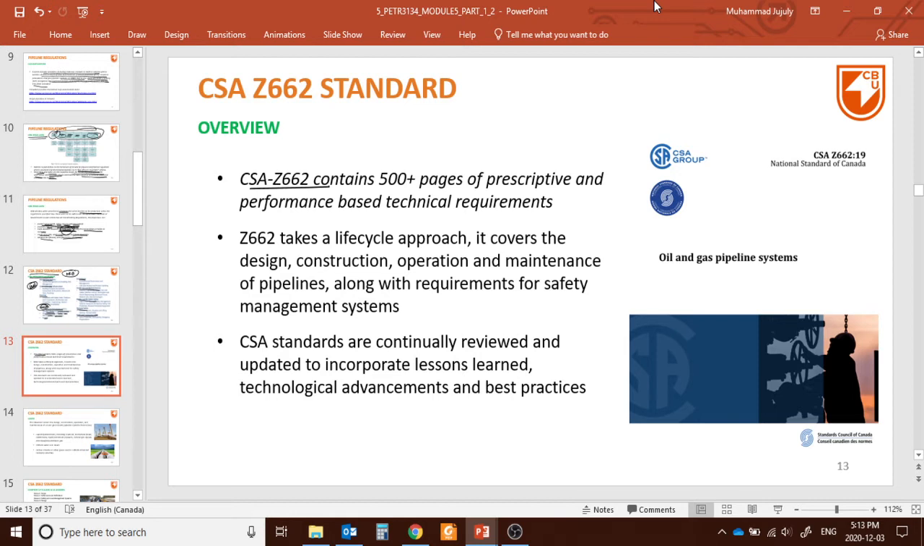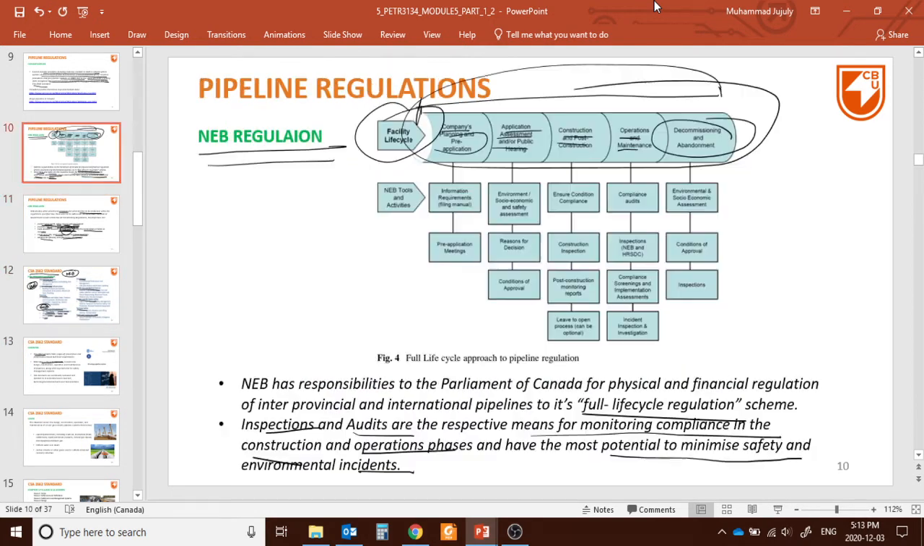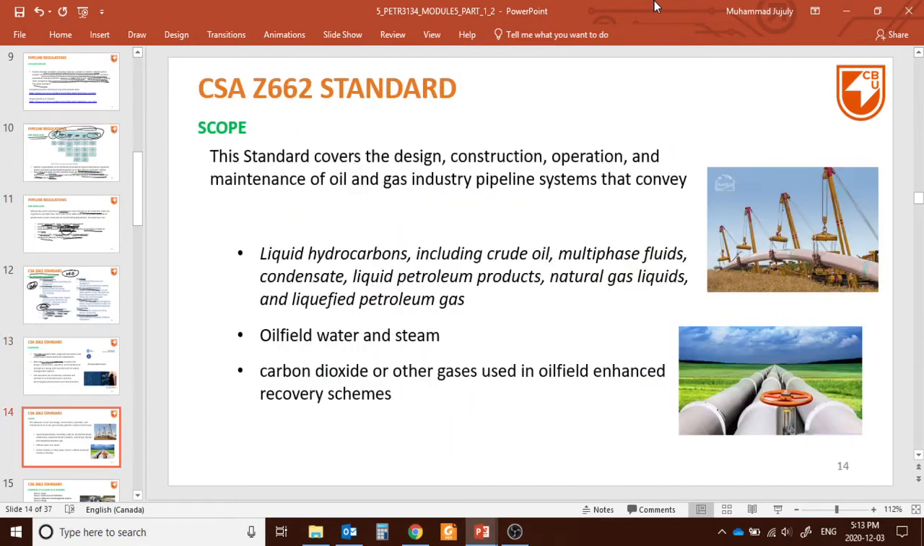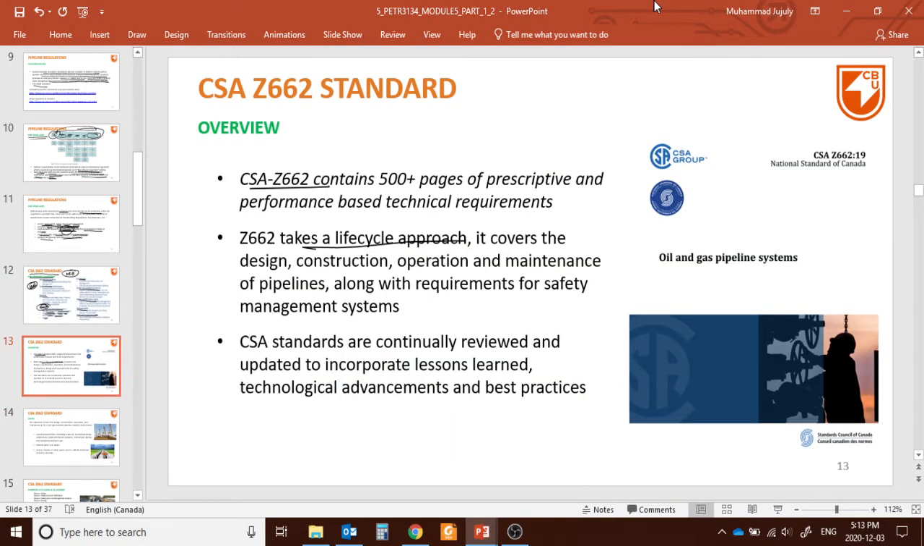As you know, it has the whole life cycle approach. It starts from the design, construction, operation, maintenance, and also until the decommissioning. So this is the overview of the CSA, and CSA standards are continually reviewed and updated based on different parameters, technological advancements and best practices.